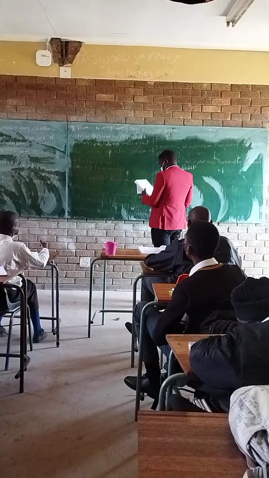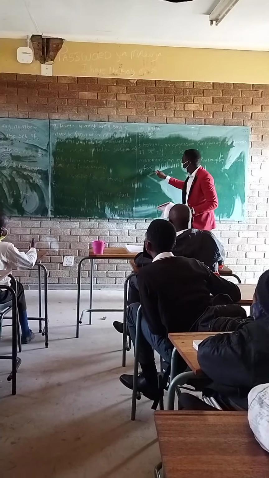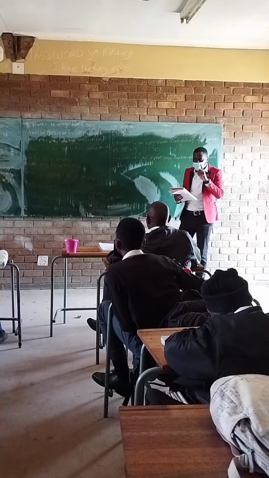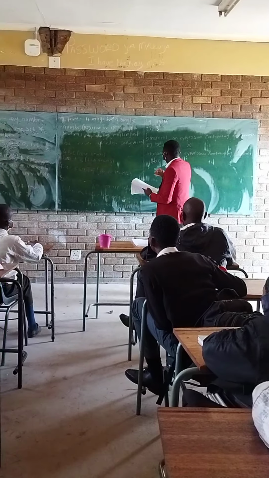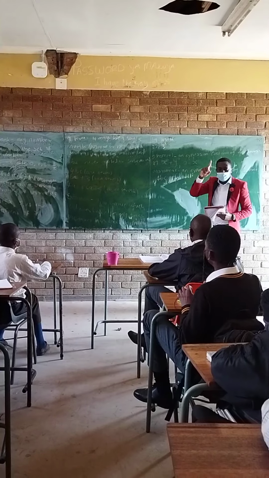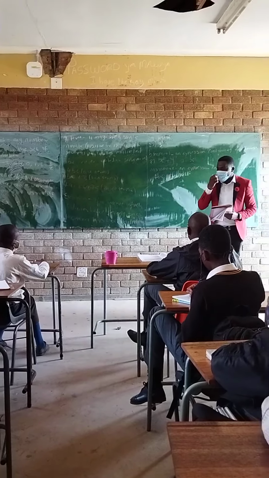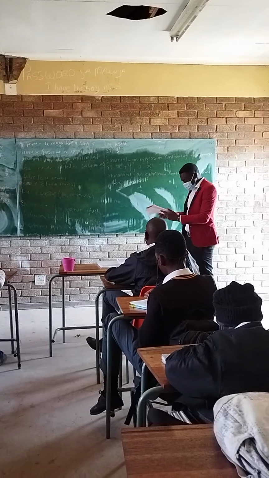For example, maybe 4bc. This one is monomial because it's one term. Or maybe 12 is monomial because it's alone, or maybe x. This one is the monomial.